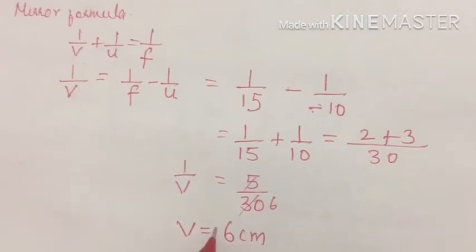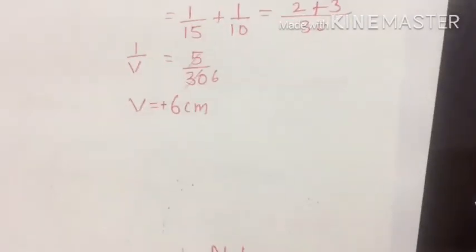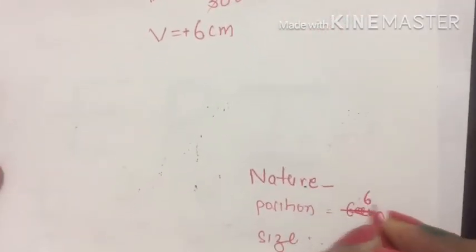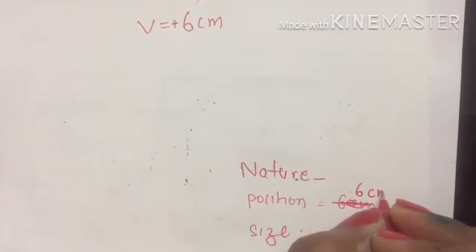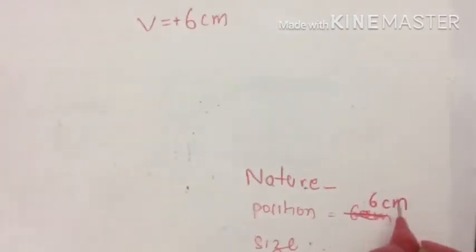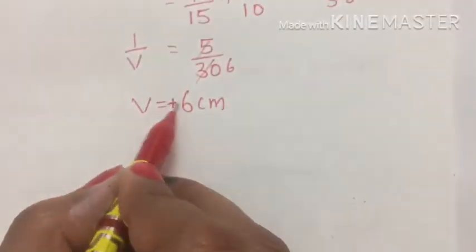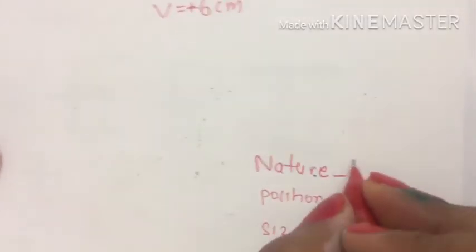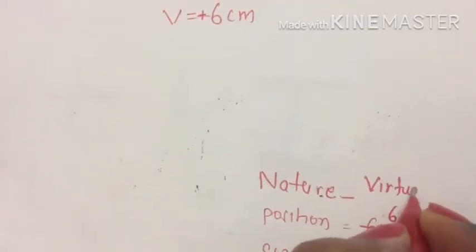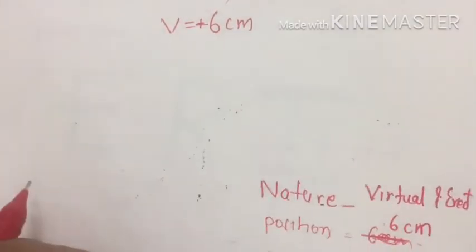Children, what is the sign? Sign is plus, right? So what we have found out? The position is 6 centimeter from behind. The position of the image is 6 centimeter behind because it is positive, right? Now if it is positive, what is the nature? Nature will be virtual and erect. If it is positive, the nature will be virtual and erect.